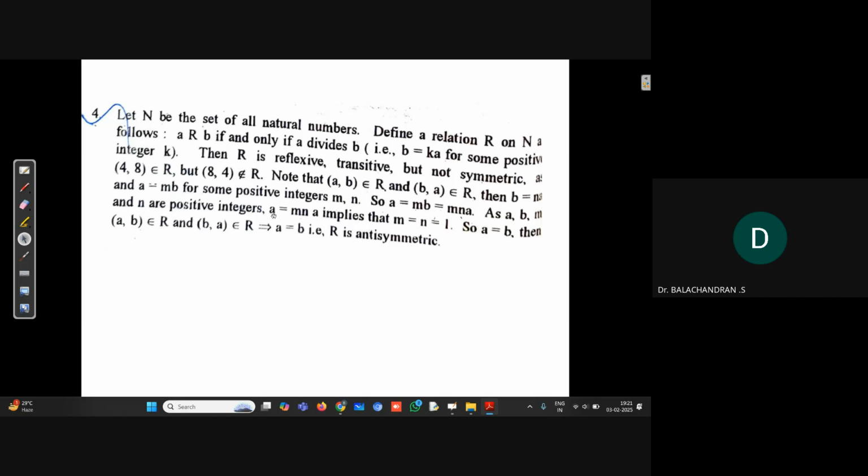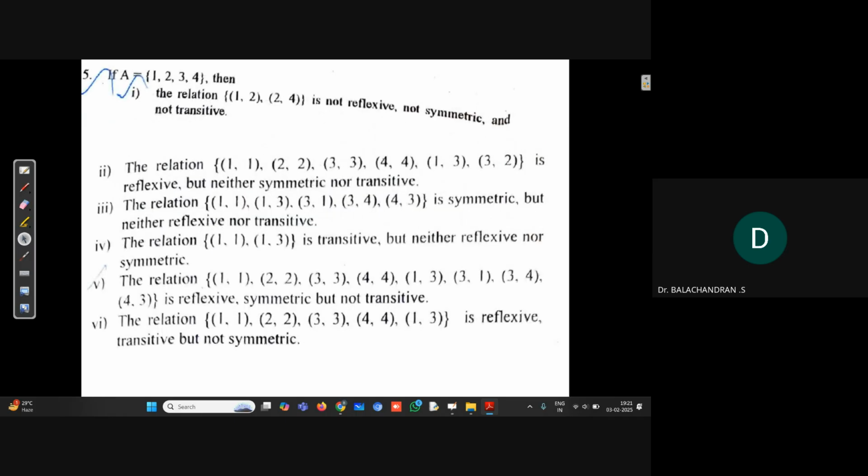This implies what we proved? A equals B. So this implies R is antisymmetric, and hence we proved R is reflexive, antisymmetric, and transitive, and hence the relation is what? Partial order relation. Okay.